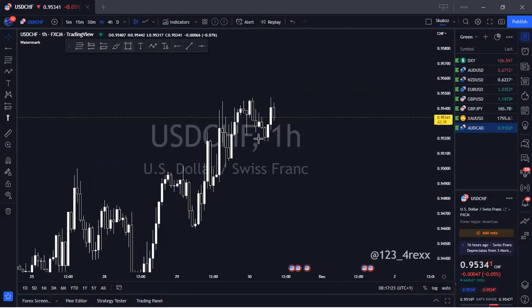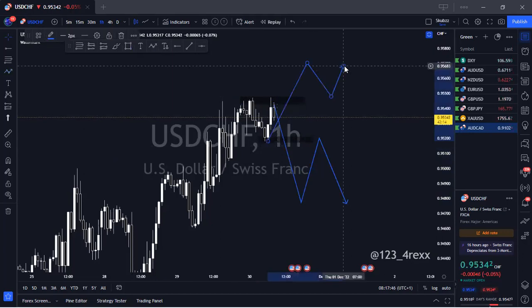Okay, we have this low here, and then we have this high where price is trying to tap into right now. So what can we do? Let's watch out and see if we're going to get a break below and then a retest to continue down, or we're going to get a break above for a retest and continue up. So that's basically what I'm going to be looking out for on USD CHF.